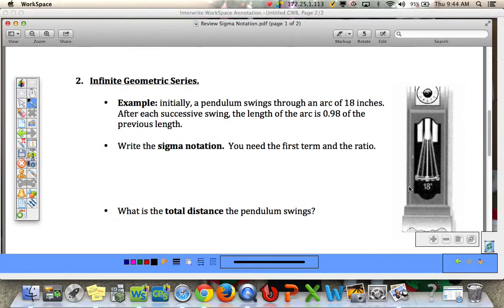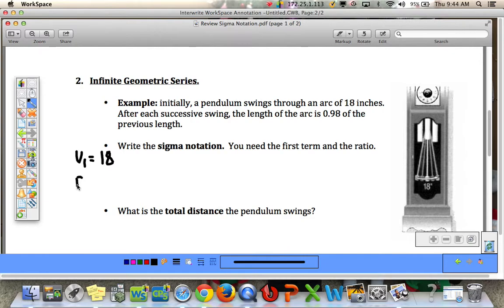Here's an example. Let's say you had a grandfather clock, and the pendulum, the part that swings back and forth, initially swings an arc of 18 inches. After each successive swing, the length of the arc is 0.98 of the previous length. So write the sigma notation. We'll need the first term and the ratio. So the first term here is 18 inches that it swings.